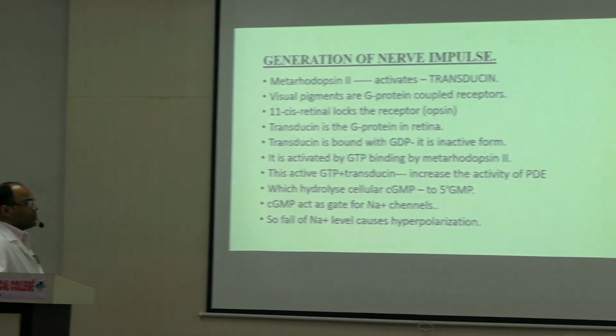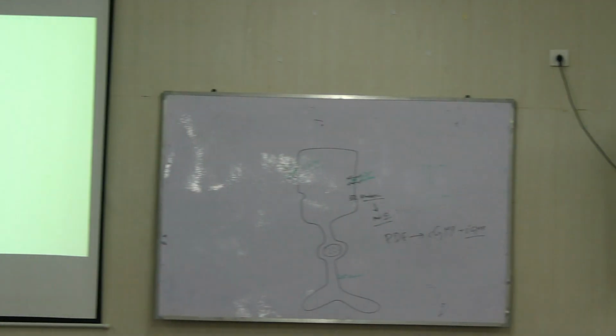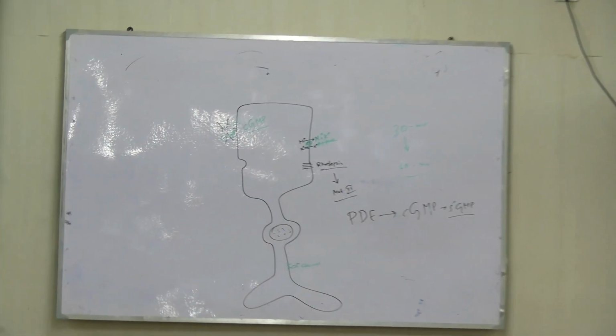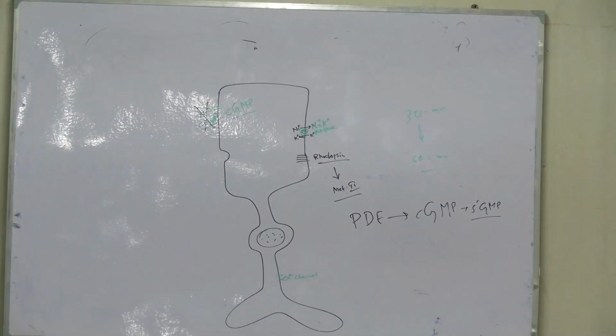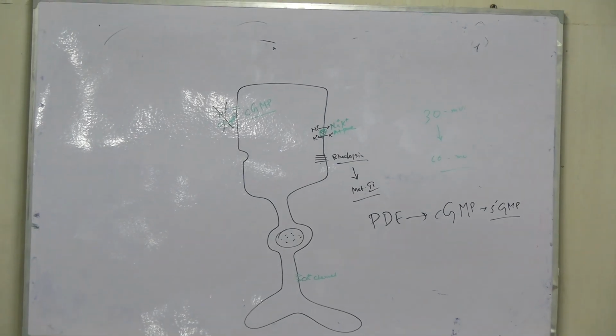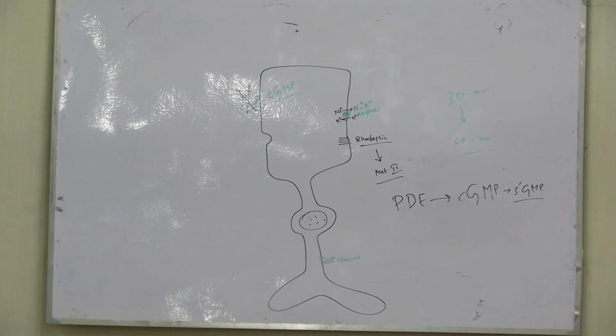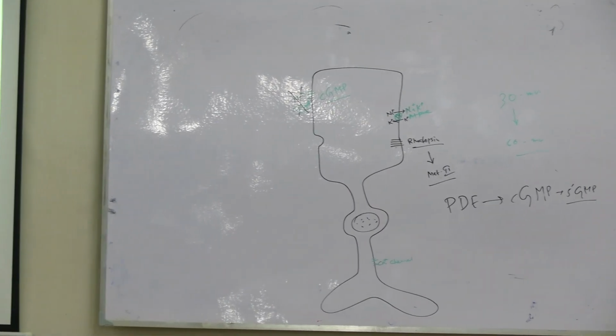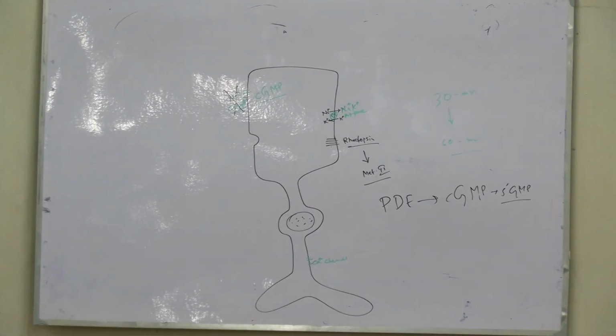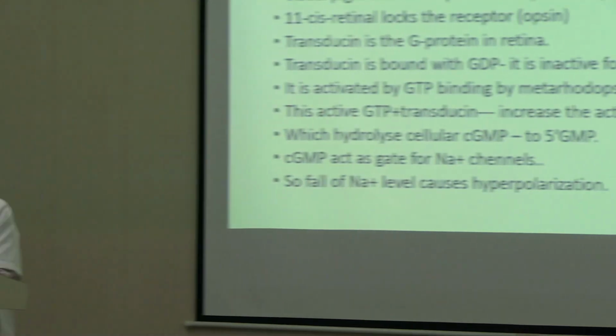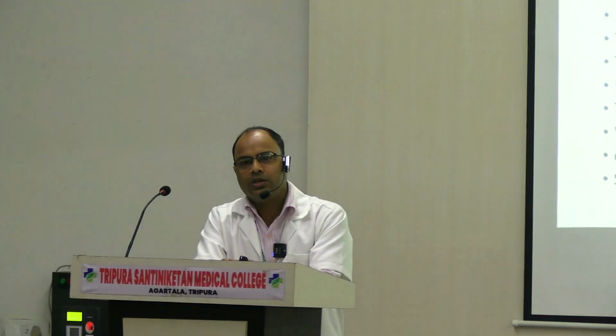Because the sodium channel is blocked, the sodium inside cannot move, that is why the negativity increases. This is quite difficult, but you have to go through some video. YouTube video is available. You can see it and understand well.